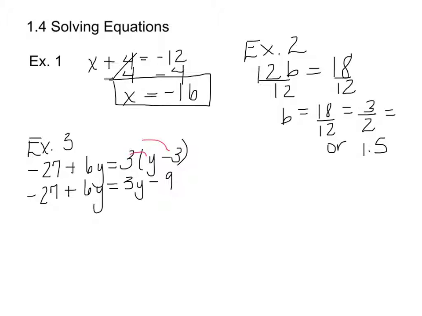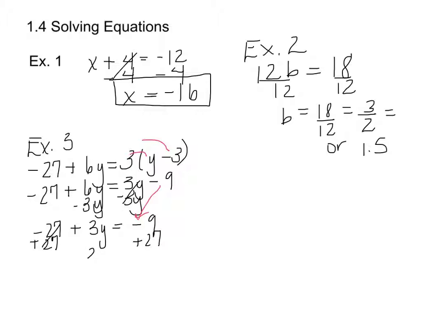And like I said, you don't have to show this step, but if you would like, you can do so. Very important. Make sure you keep that negative, because that's a common mistake that students make. They leave the negative off. And then the opposite of negative 27 is positive 27, so we're adding that to both sides.